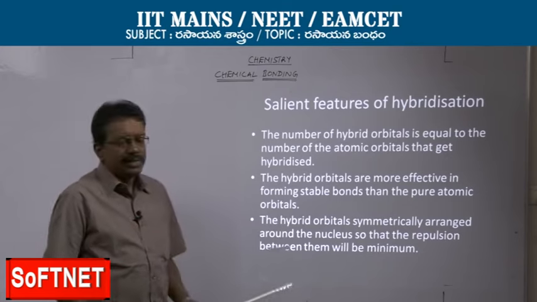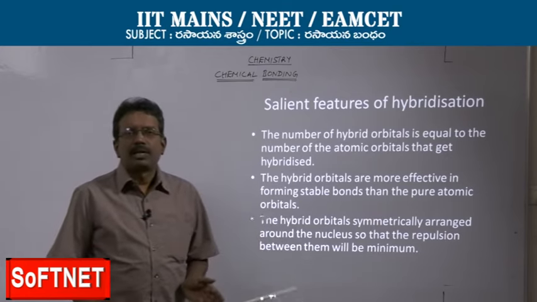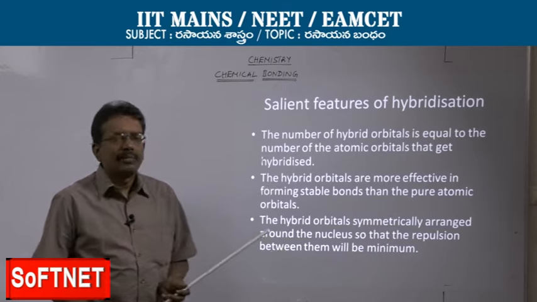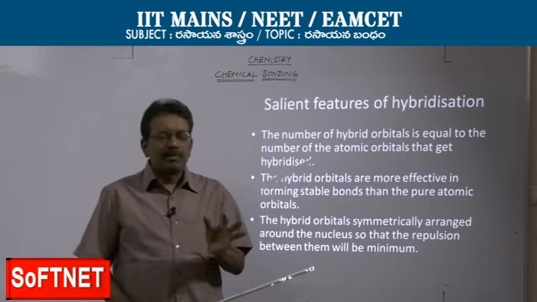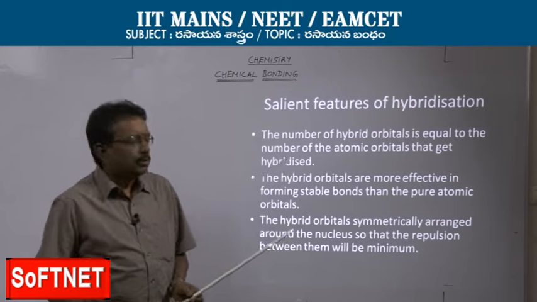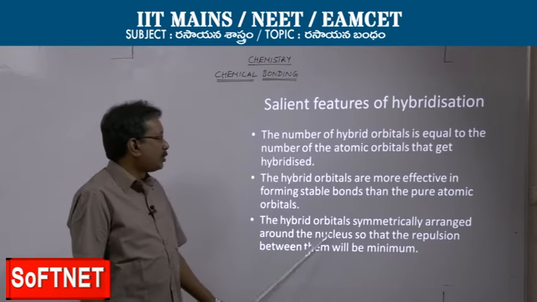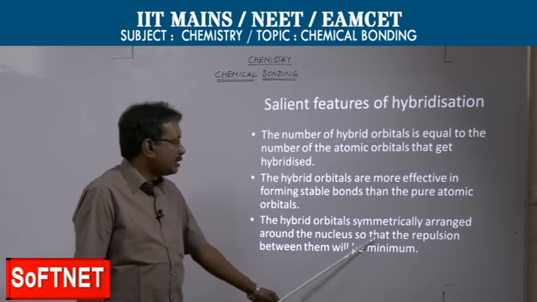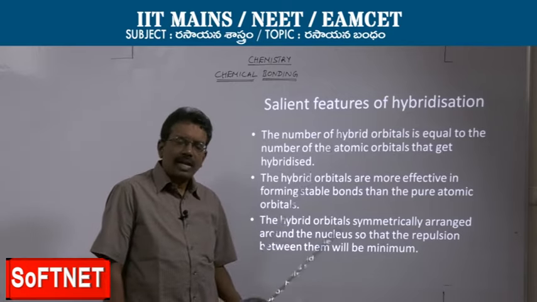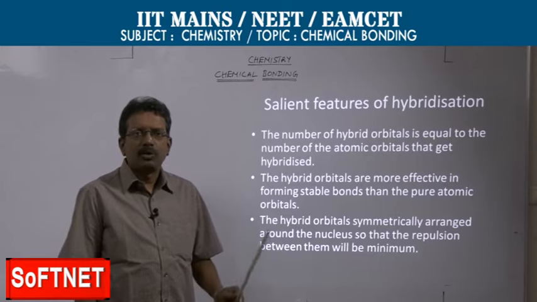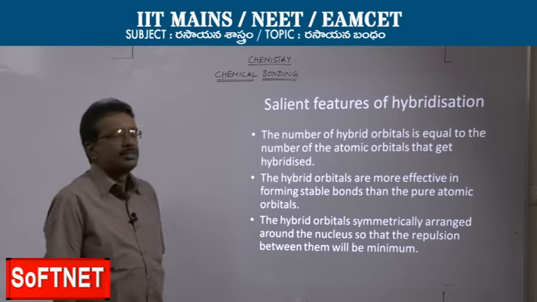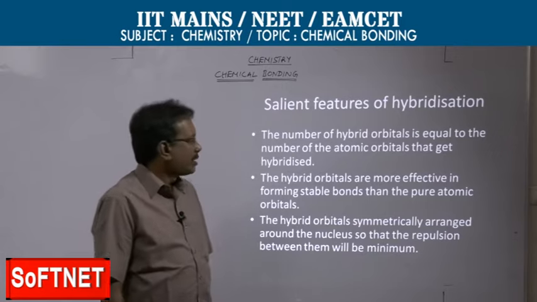Next, ఎప్పుడైతే మనకి ఈ హైబ్రిడ్ ఆర్బిటాల్స్ వస్తూ ఉంటాయో ఈ హైబ్రిడ్ ఆర్బిటాల్స్ వెంటనే స్పేస్లో కొంత పొజిషన్ ఆక్యుపై చేస్తూ ఉంటాయి. సో ఏ విధంగా ఉంటాయంటే సెంట్రల్ ఆటమ్ చుట్టూతో కూడా అవి ఎప్పుడూ కూడా వాటి మధ్య రిపల్షన్స్ మినిమం అయ్యేటట్లు అరేంజ్మెంట్ అయి ఉంటాయి. So the hybrid orbitals are symmetrically arranged around the nucleus so that the repulsion between them will be minimum. This is a very important point related to stability of the molecules. And the electron pairs or the hybrid orbitals always occupy some space around the nucleus of the central atom. What type of space they occupy means such that they acquire minimum repulsions. If they acquire minimum repulsions, automatically they acquire maximum stability.